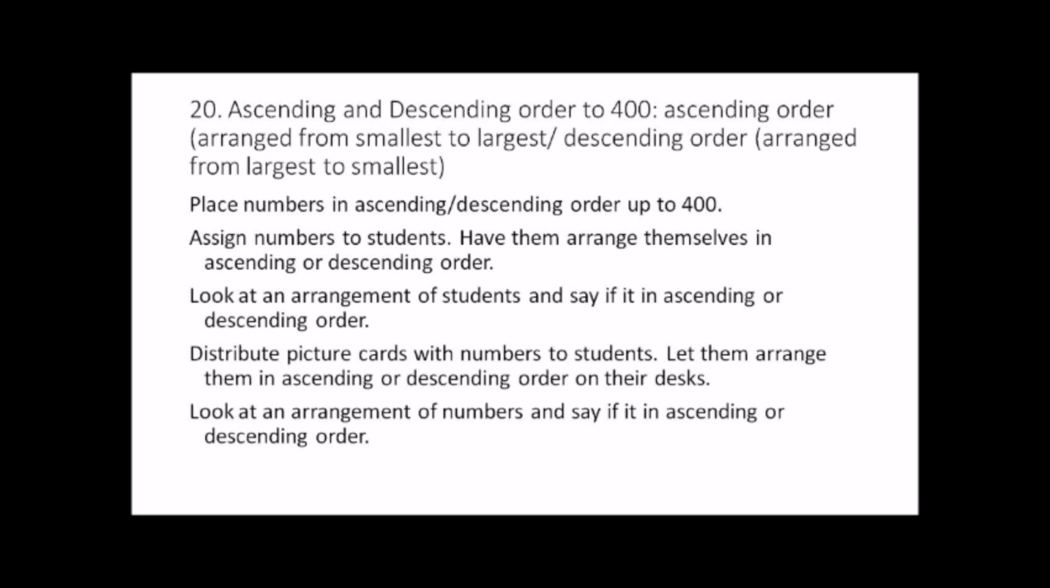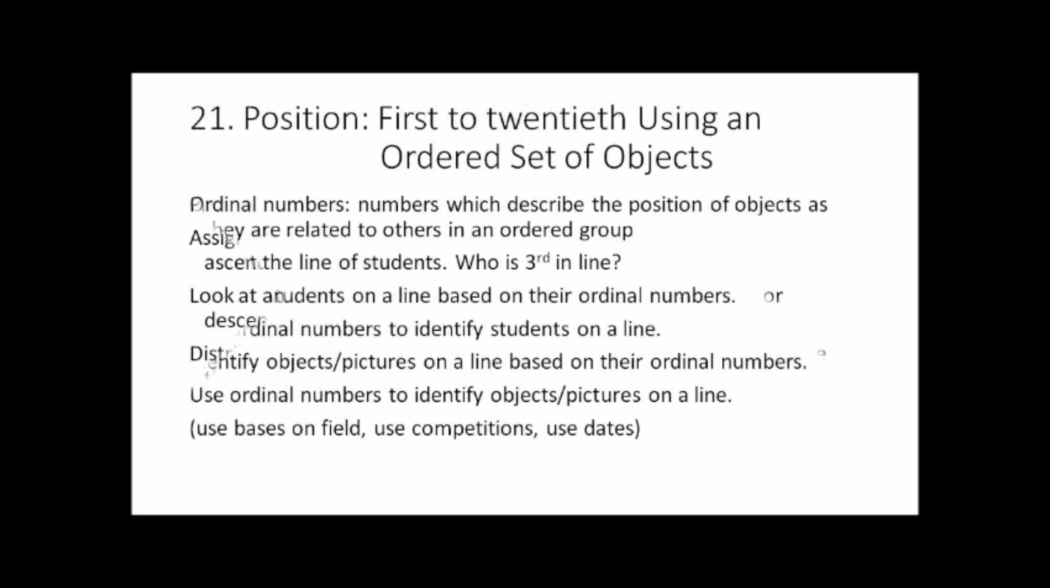Lesson 20, ascending and descending order. Now you're up to 400, guys. Again, I'd give them a 400 chart and let them use it as much as possible. And you want them to compare numbers, and then you want them to order numbers again, ascending and descending. Okay, so assign numbers to students, have them arrange themselves in ascending, descending order. Look at the arrangement of students and say if it's ascending or descending, and use picture cards and different strategies for them.